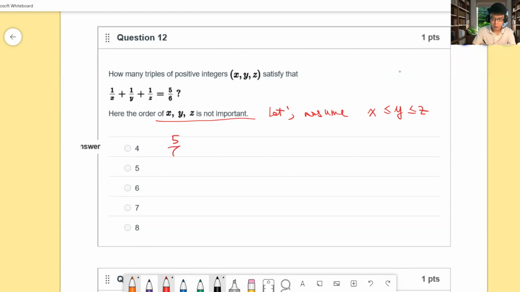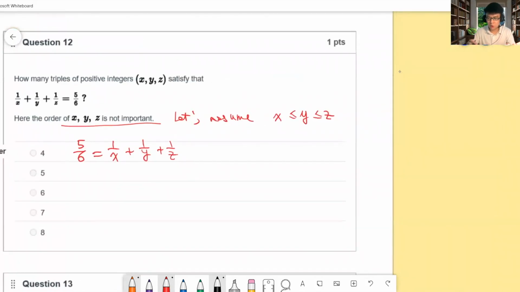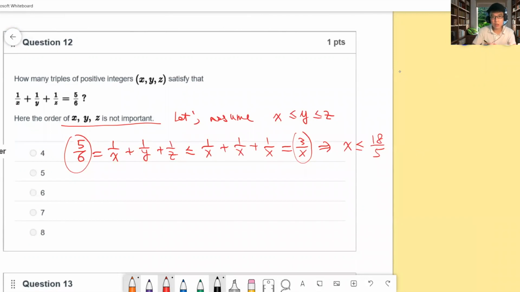Note that we have 5 over 6 equals 1 over x plus 1 over y plus 1 over z. Because x is smaller than y, smaller than z, this is less than or equal to 1 over x plus 1 over x plus 1 over x, which is 3 over x. From here, we can solve that 5 over 6 is less than or equal to 3 over x. We can solve x less than or equal to 3 times 6, 18 divided by 5. Because x is an integer, x must be less than or equal to 3.